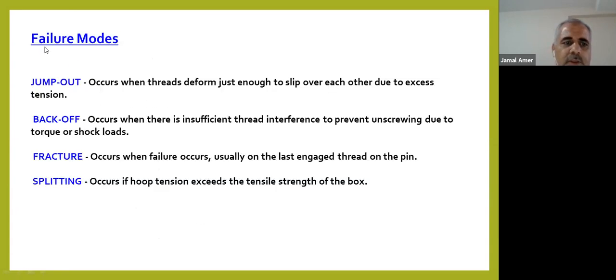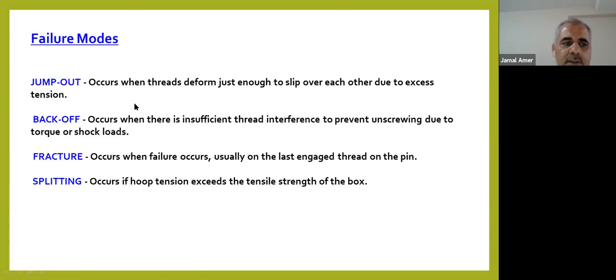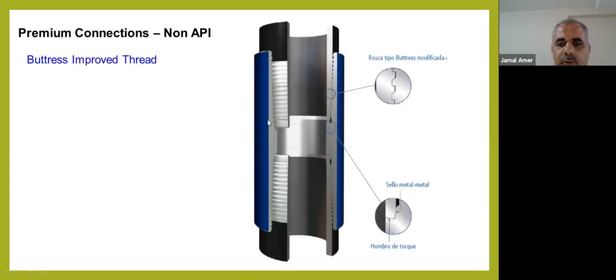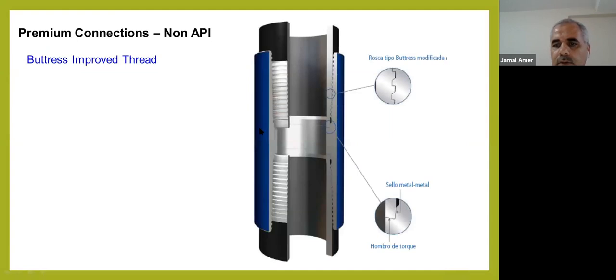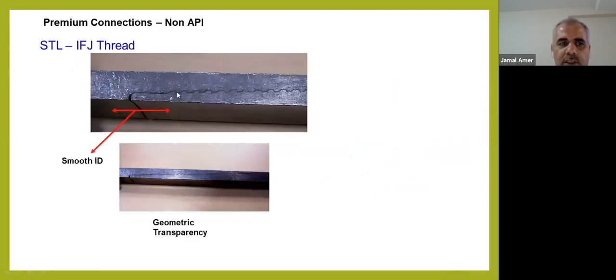We have different failure modes of the casing, depending on the threads or premium connection. Here we have premium connection. We'll talk about it. See here how the threads are connected together. Sealing methods. We call it sealing method.